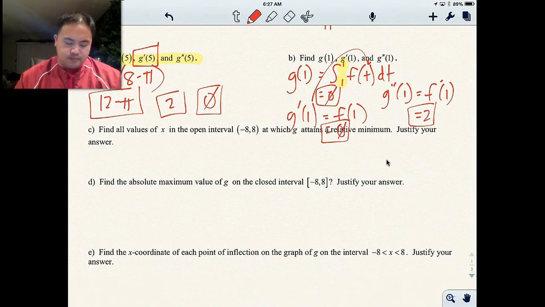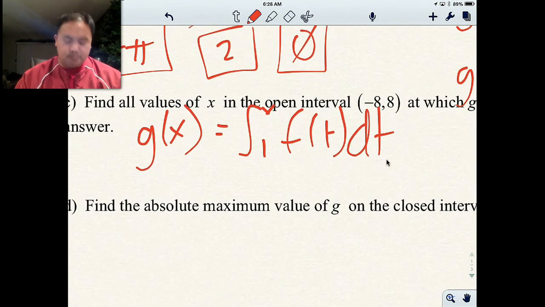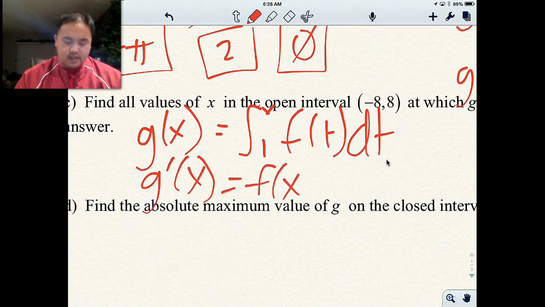All right, a few more questions. It says find the values of x in the open interval at which g has a relative minimum. To find where we have a relative minimum, remember you take the derivative and set it equal to 0. So g of x is equal to the integral from 1 to x of f of t dt. If you remember min and max, this is a nice review. Take the derivative, set it equal to 0. The derivative of this, remember, is just plugging in x. So the derivative is f of x. To find the relative min and max, I need to set this equal to 0. If you remember, mins and maxes.